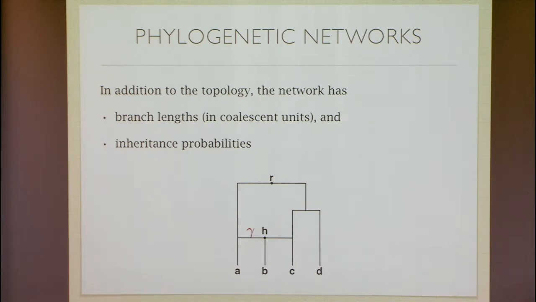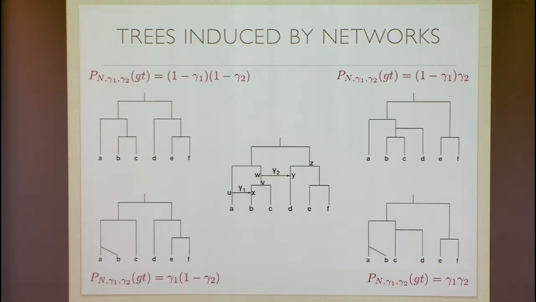Okay? So when we do the inference of these networks, we want to get the topology, we want to get the branch lengths, and we want to get these gammas. And if we have k of these nodes, we have to have k of these gammas.